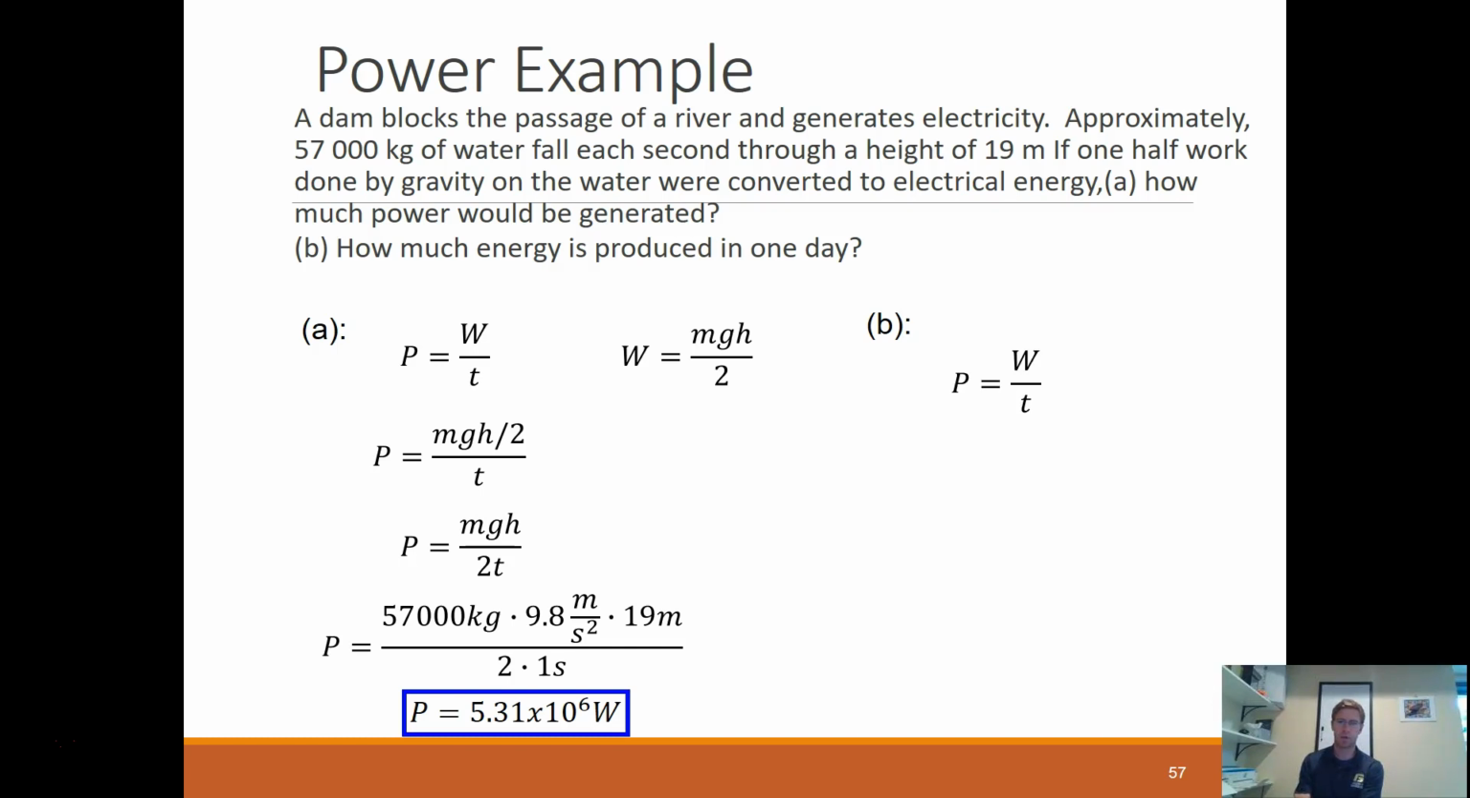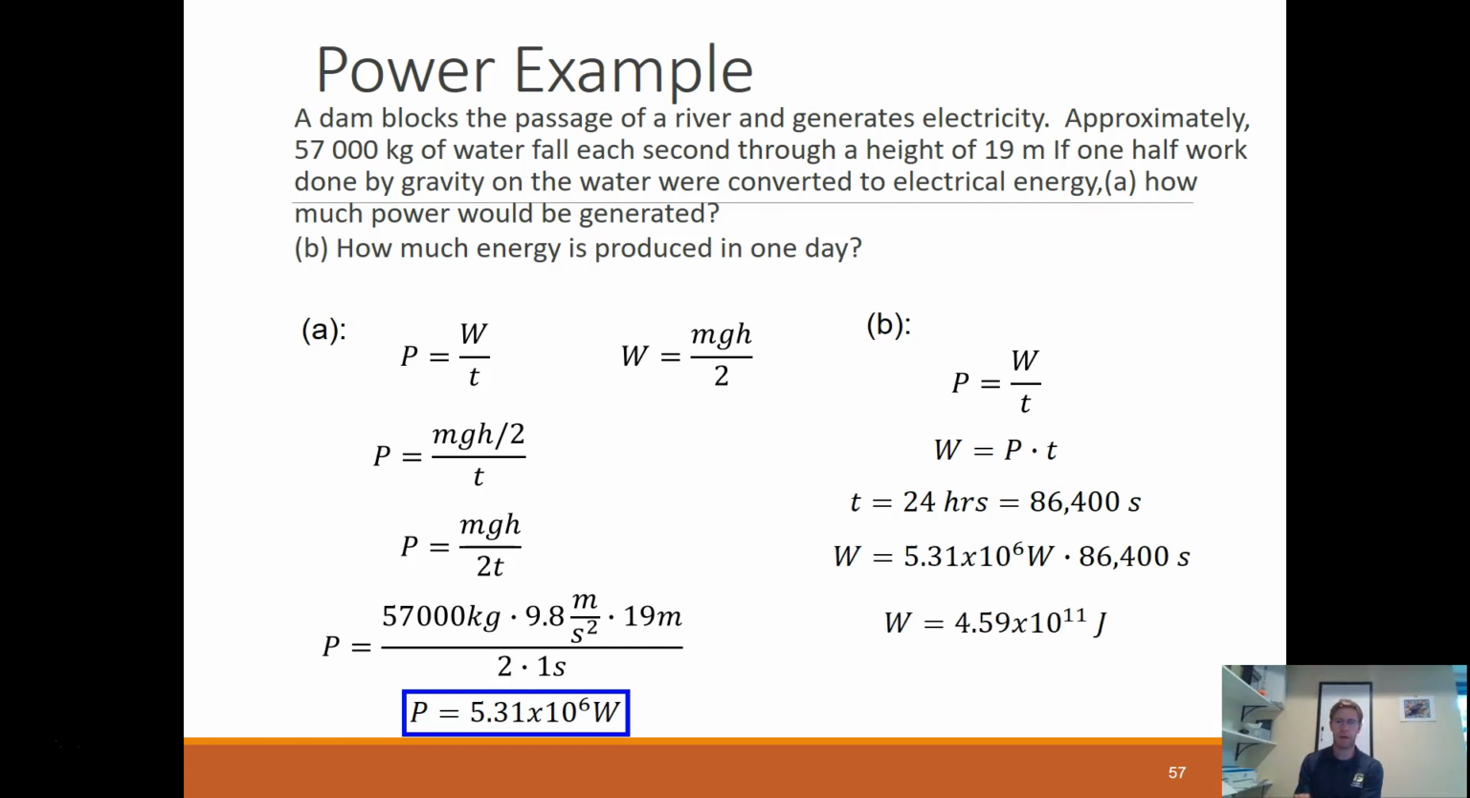Part B, so how much energy, how many joules of energy are produced in a single day? Well, power is work over time. So the work is just the power multiplied by time, right? So in one day, that's 24 hours or 86,400 seconds. So we take our power, multiply it by our time, and we find that in a single day, if we had this dream hydroelectric factory here, we could produce 4.59 times 10 to the 11th power joules worth of energy in a single day. That would be pretty awesome.